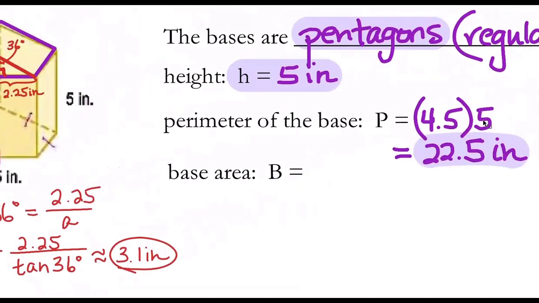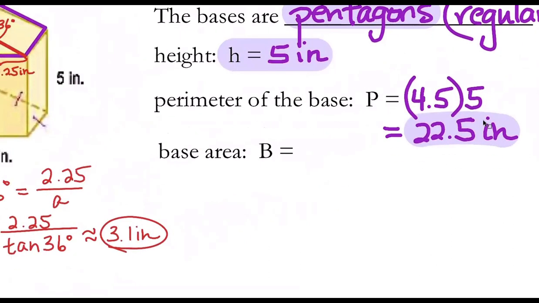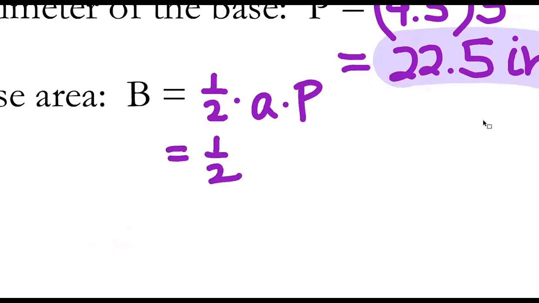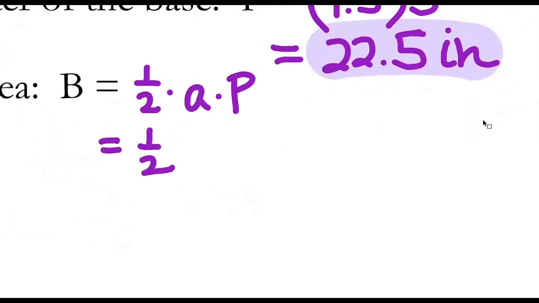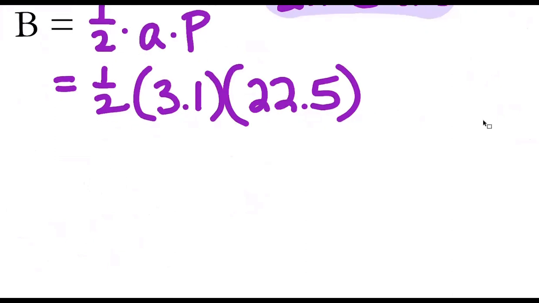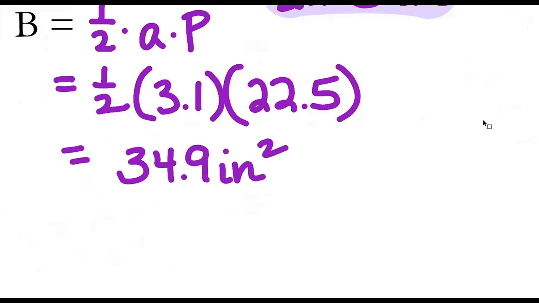Okay, now the perimeter of our base was 22.5. We're going to be doing 1/2 apothem perimeter to find our base area because it's a regular pentagon. So 1/2, the apothem we just found was 3.1. Our perimeter was 22.5. We'll go ahead and multiply that out. 34.9, this is an area, so it would be in inches squared.